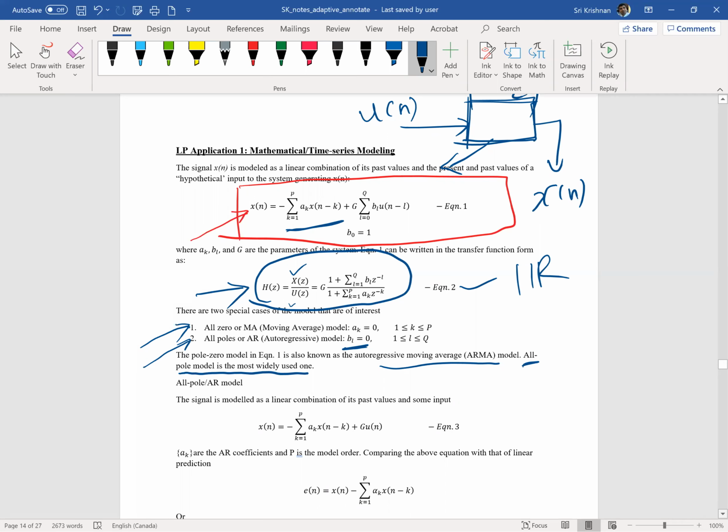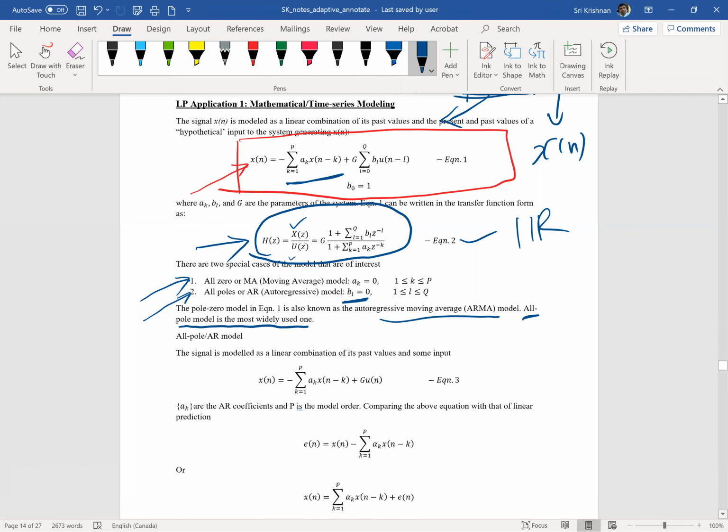So what is this all-pole model? I'm now going back and making some changes to equation 1. In equation 1, it happens that your b_l's are zero. If the b_l's are zero in this equation 1, then the all-pole model could be represented by this expression, equation 3, which is basically based on the past values of the signal itself plus the gain times u(n).